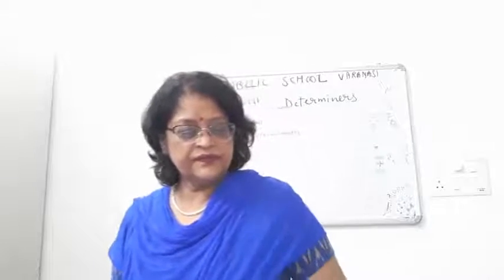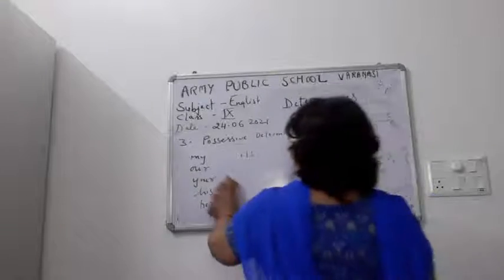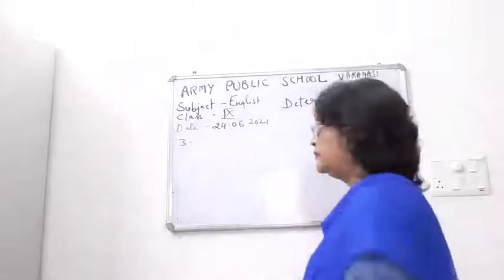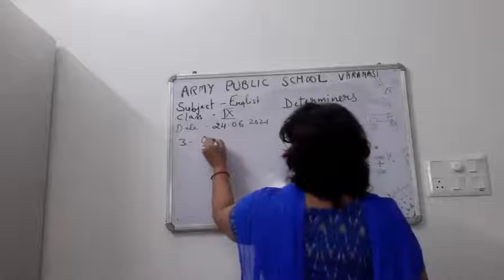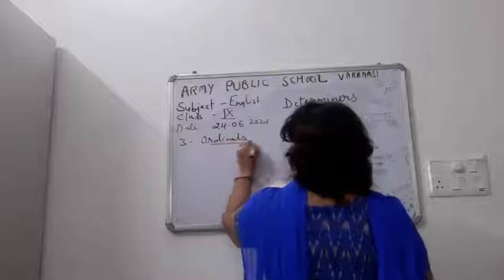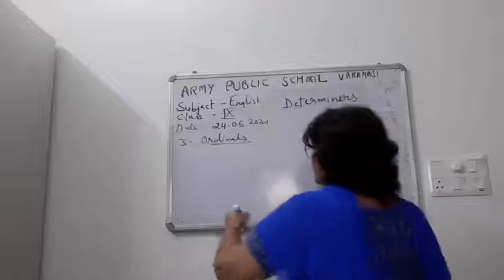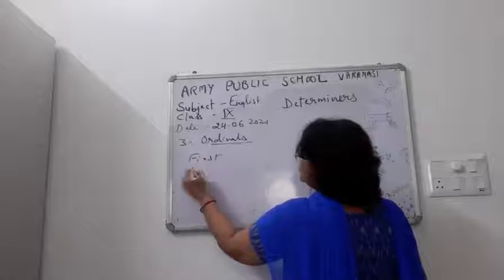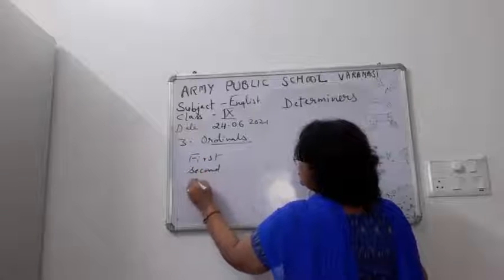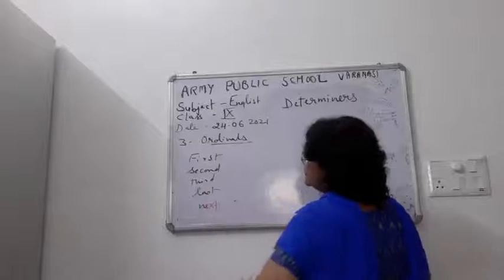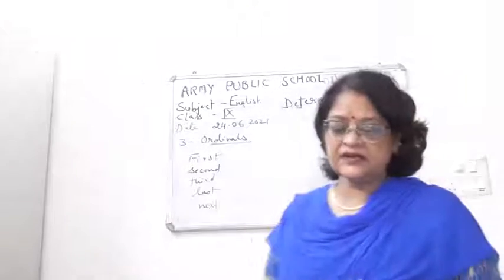Now, children, the fourth one is ordinal. Fourth one is ordinal, children. Okay, so here you can say, children, ordinals are first, second, third, last, next. So first, second, third, last, next, these are some of the ordinals, children.